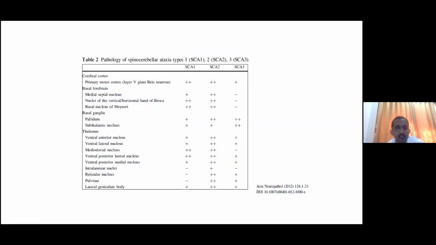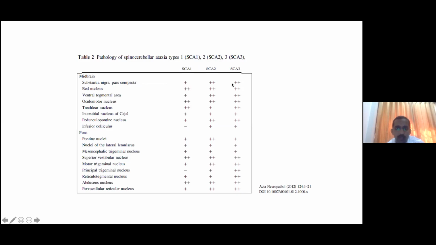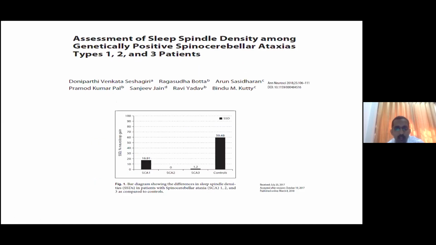That is the scenario. This science is well advanced, and we have pathological studies showing how much degeneration there is in each nucleus, in the thalamus and basal ganglia, in spinocerebellar ataxia 1, 2, and 3. These are similar.